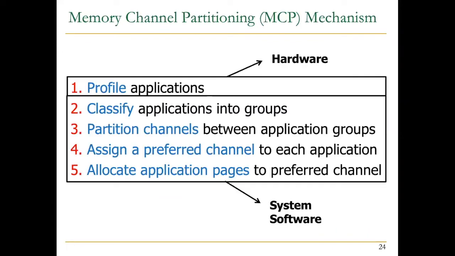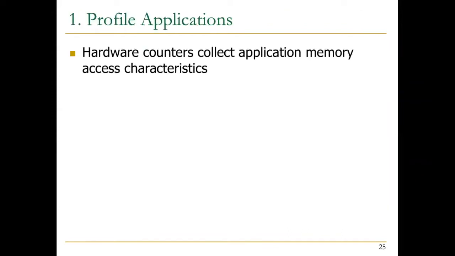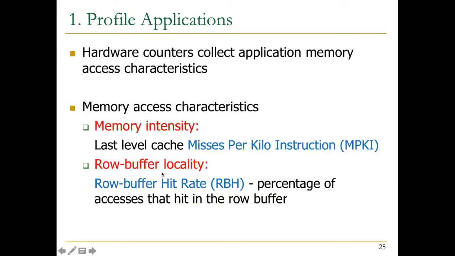So let's take a look at why this requires hardware. The first step requires profiling of applications, because it requires fast profiling. Hardware counters need to collect application memory access characteristics. And these are the 2 characteristics based on the 2 key insights that we discussed. You want memory intensity, in terms of last level cache misses per kilo instruction.